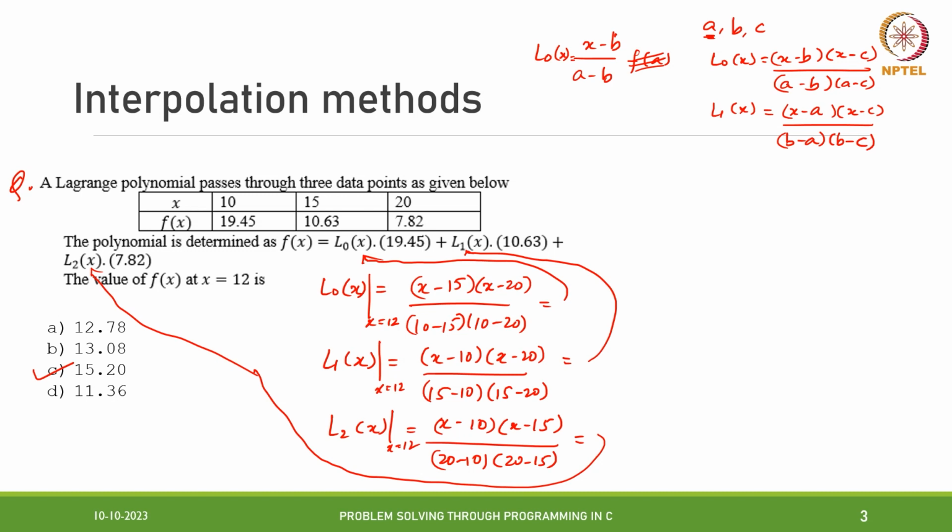So you just put the value of 12 in all these three equations, and whatever values you get, you replace them in the f of x polynomial equation written in the question, and then you get the value of f of x at x equals 12. I hope it's clear how to use the Lagrange polynomial. It's just a bunch of calculations. Otherwise, the concept is fairly straightforward. Any questions?